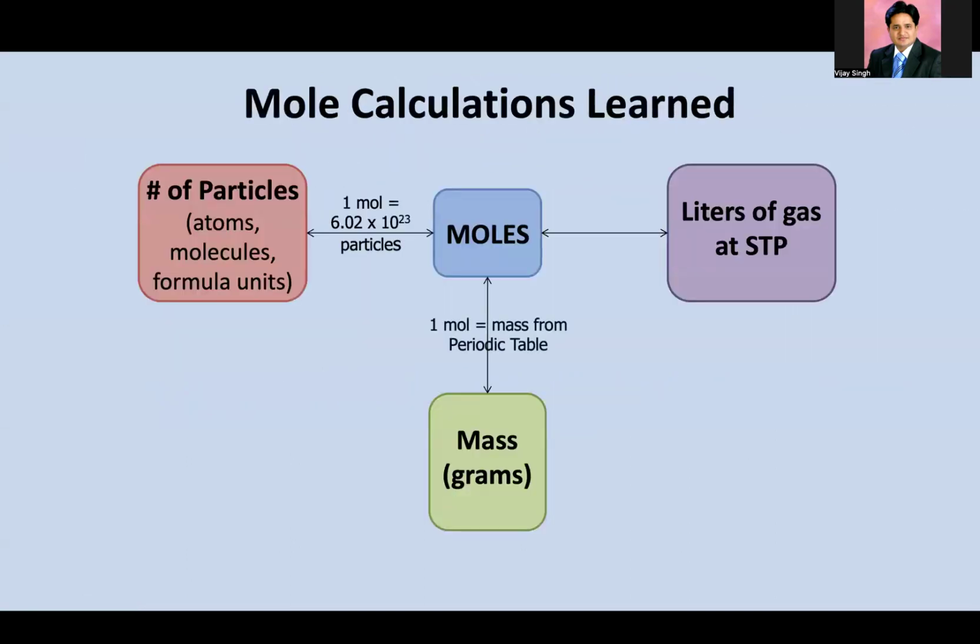So this is the conversion table. Remember, 1 mole is equal to Avogadro's number. So 1 mole is 6.02 times 10 raised to the power 23 particles. 1 mole is equal to the mass from the periodic table, and 1 mole is 22.4 liters. Try to review this video again and try attempting the questions from my assignment.